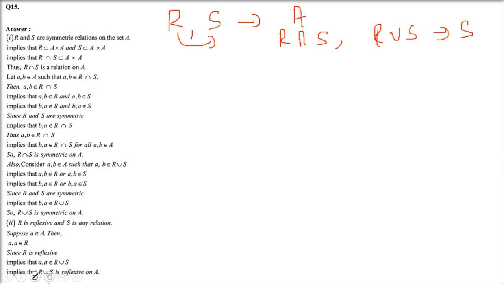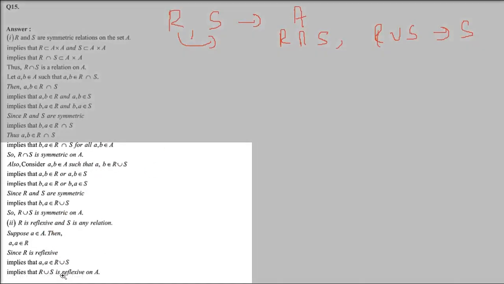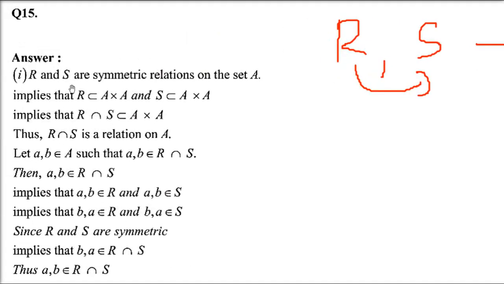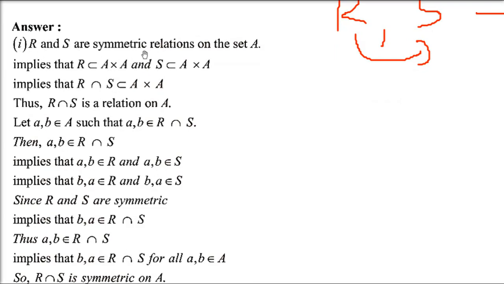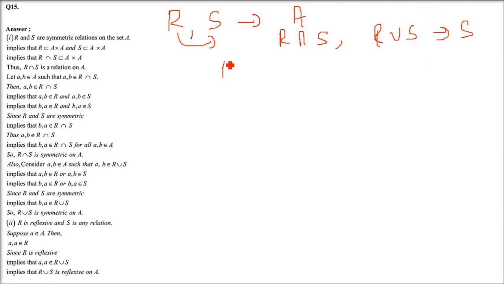So let me do it here only. The first one is R and S are symmetric implies R intersection S and R union S are symmetric. Let us start with R intersection S. R and S are symmetric, this is given. When they are symmetric, that is, A is related to B, then B should be related to A. We know that R and S should belong to A cross A. We know a relation always belongs to the cross product of A. So R is a subset of A cross A.